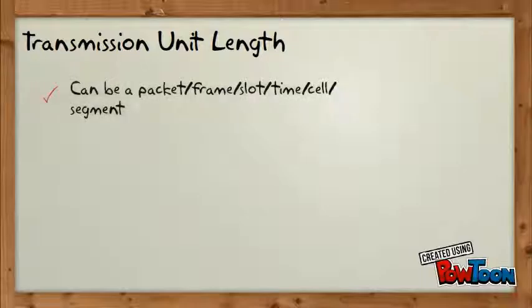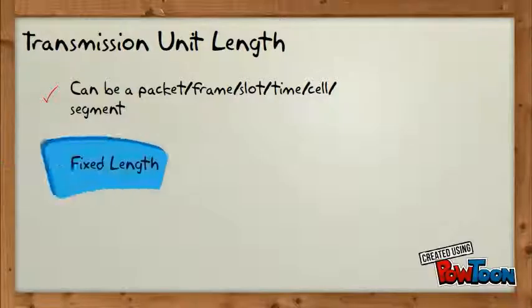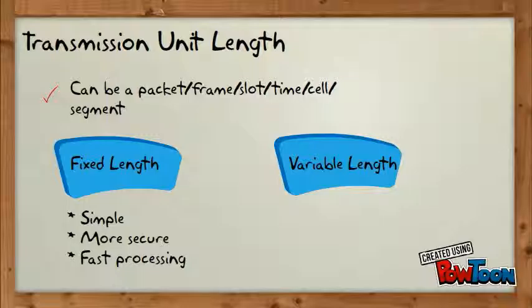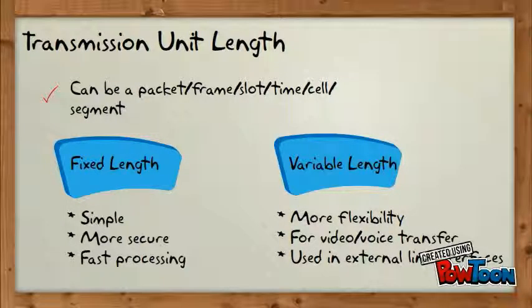A transmission unit can be a packet, a frame, slot, time, cell, or segment. There are two types of transmission unit lengths. The first one is fixed length, the next is variable length. Fixed length units are simple, more secure, and faster to process. Variable length units are more flexible for video and voice transfer, and they're used for external line interfaces.